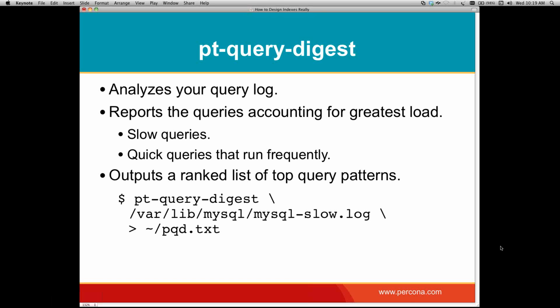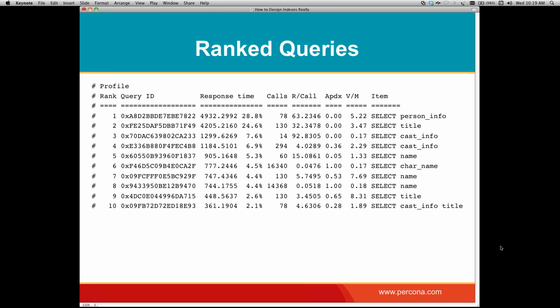And in this example, I'm just capturing the report to a small file called pqd.txt. Of course, you can call that anything you want. The idea of the PT Query Digest tool is to give you a report of the queries that are accounting for the greatest load on your database server. And it will give you a ranked list. I'm going to show you just a subset of the report. There's more to this report that we could go into, but the focus today is on utilizing this to identify which queries need to be attended to in terms of optimizing.